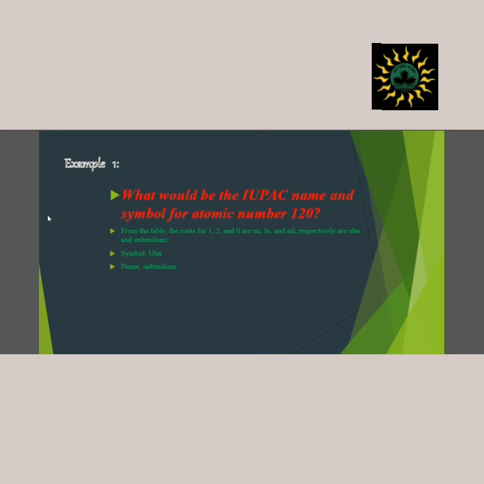Now the question is, what would be the IUPAC name and the symbol for atomic number 120? These questions will come like that. From the table, the roots for 1, 2 and 0 are un, bi and nil respectively. So the symbol will be UBN, and the name is unbinilium. Clear? So you have to write down first the name and then the symbol, and you will get full marks. If you write down the name only, you will get half marks. And if you write down both the name and symbol, you will get 1 mark.